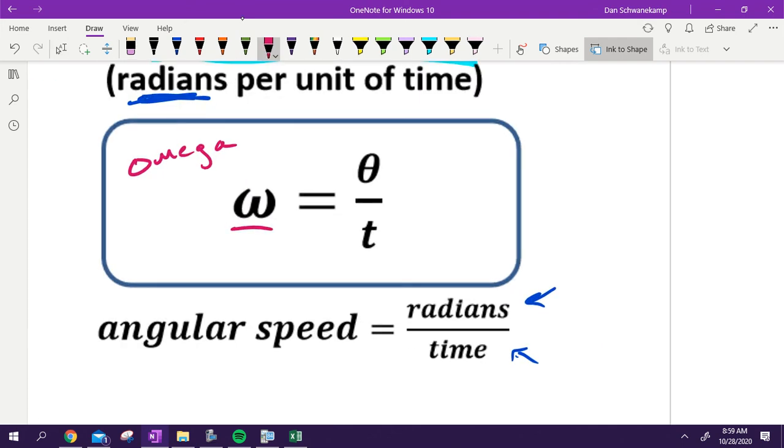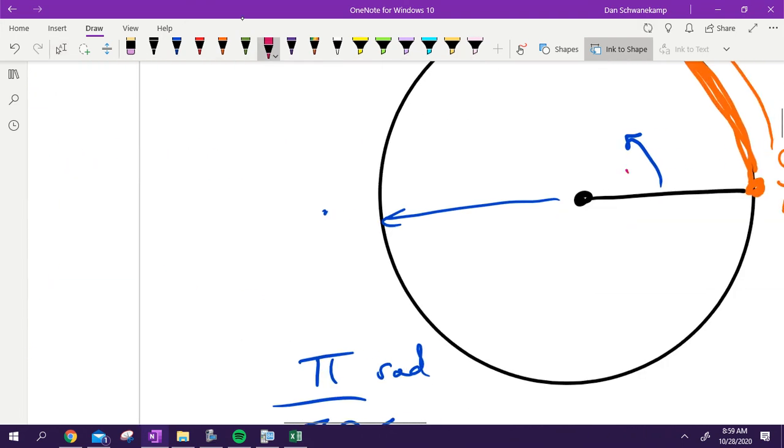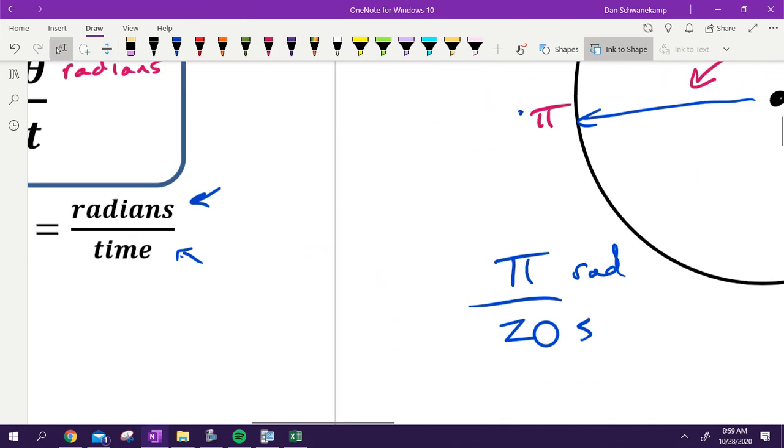Okay, this theta, we dealt with it yesterday. My students in 7th period acted like they hadn't seen that before. That's theta. It means radians. It's an angle measurement, and it's normally radians. So that's radians over time. So whatever my radians is over time. So again, if I went to here, that's pi radians over the time, whatever time it took me.